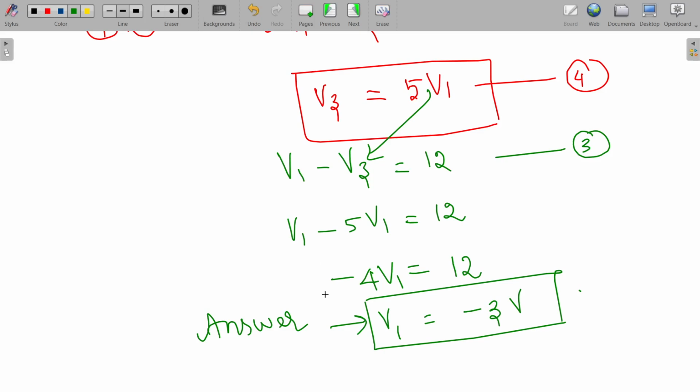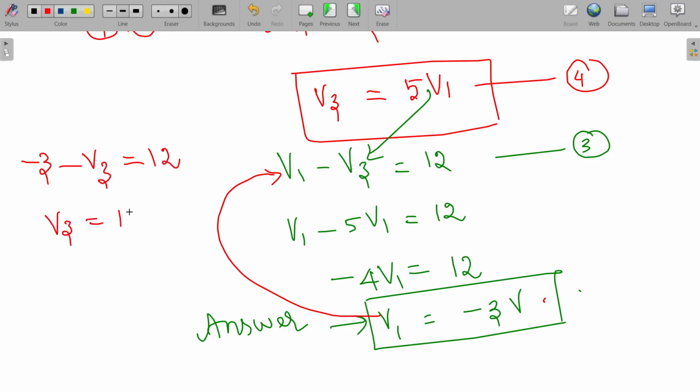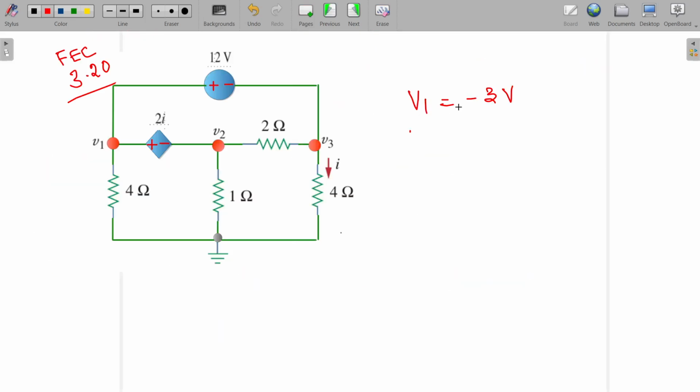So once you get this V1 as minus 3, now you go for the third equation again and substitute this value into V1. So you can write this as minus 3 volt minus V3, that is equal to 12. So minus V3 is equal to 12 plus 3. That means it is 15, right? So V3 is equal to minus 15 volts. So we got the answers. V1 is minus 3 volts and V3 is equal to minus 15 volts.